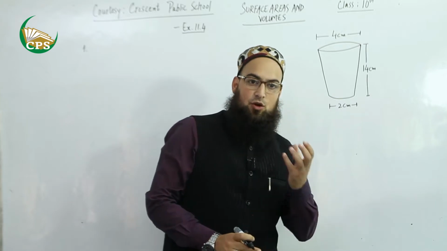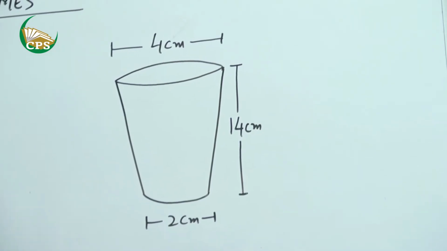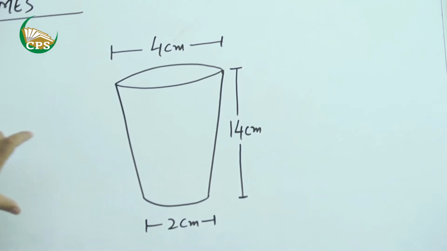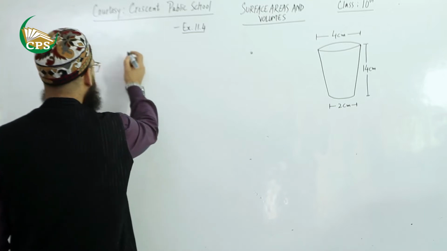Find the capacity of the glass. So you need to find the capacity of this glass. And you know the capacity is nothing but the volume of this glass. Let us try to do it.